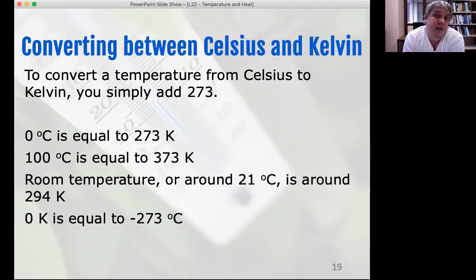Room temperature, which averages around 21 degrees C, is around 294 Kelvin, and 0 Kelvin, so absolute zero, is negative 273 degrees Celsius. So you cannot get a lower temperature than negative 273, it's actually 0.15 degrees Celsius. You can't get lower than that. That is where the particles have no energy, so you can't get any colder.